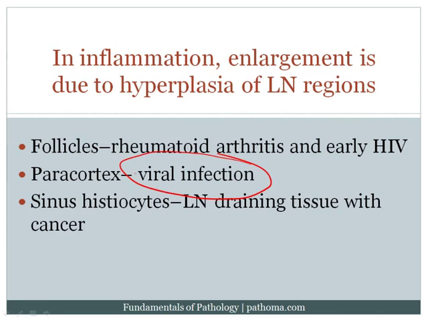The classic example would be infectious mononucleosis. Recall that in infectious mononucleosis, an EBV infection results in enlargement of the lymph nodes, and that's going to be due to paracortical expansion of the lymph node. And then finally, we can see enlargement of the lymph node due to expansion of the region where the histiocytes live. And of course, the histiocytes live deep in the sinus, in the medulla of the lymph node. And this is classically seen when there is a lymph node that is draining a region of cancer.